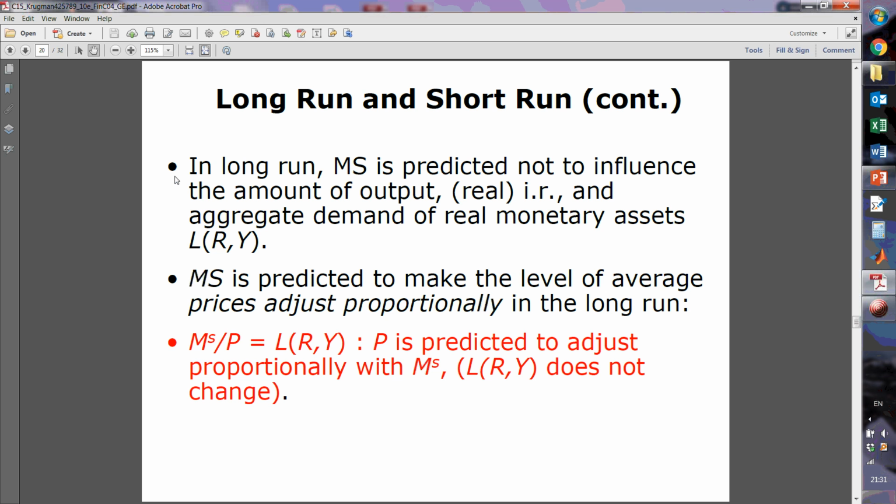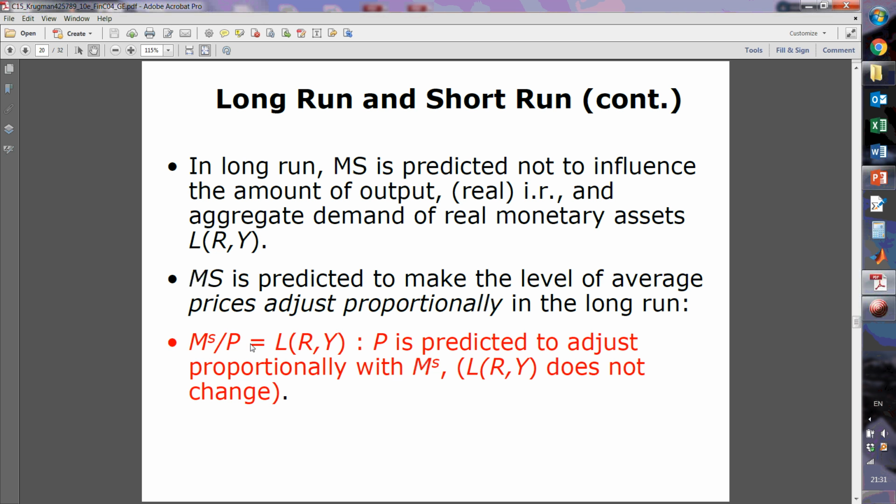So moving on, in the long run, the money supply is predicted to not influence the amount of output. It'll simply be moving price levels. And that's the second bullet point. And so price is going to be adjusting in the denominator on the left hand side of this red equation here, 1 for 1 with the changes in money supply, if we consider this to be a long run analysis.